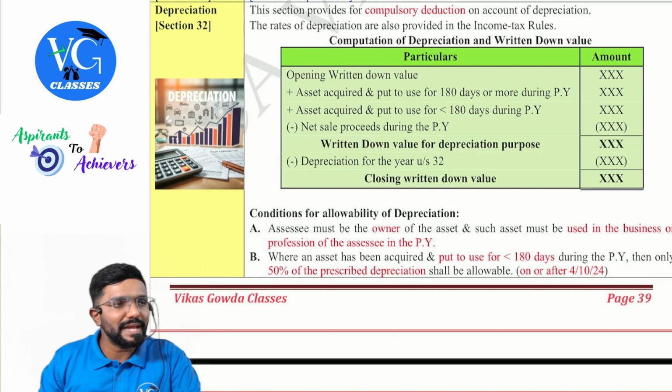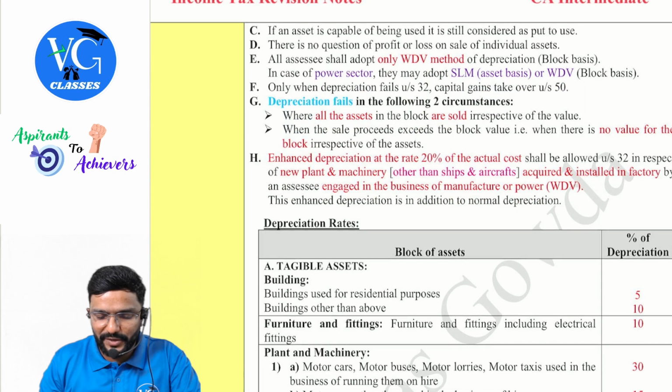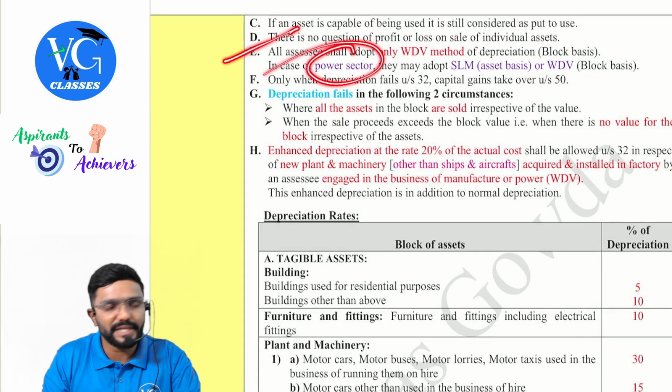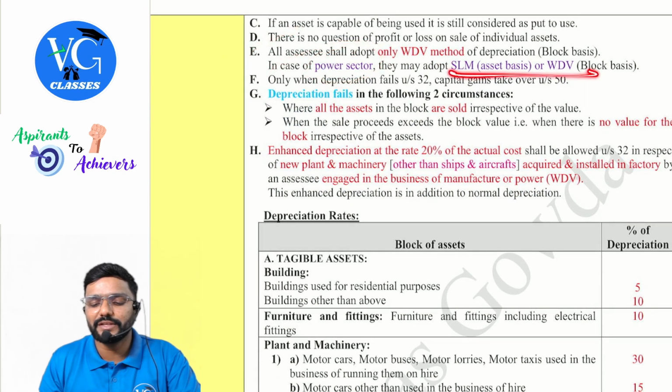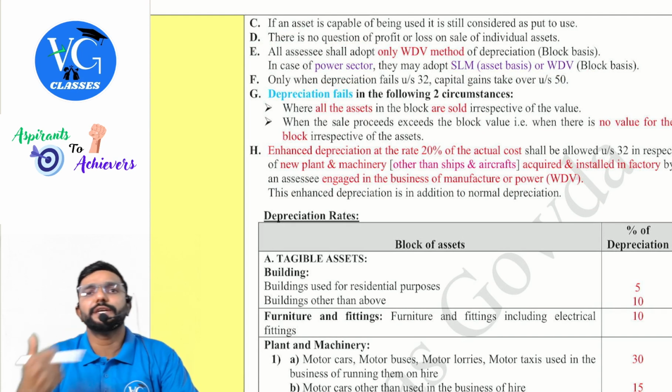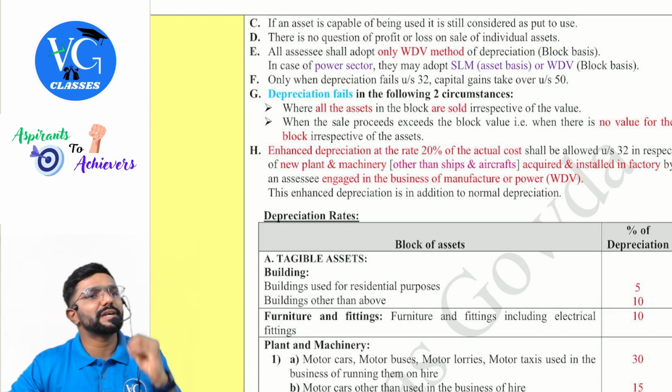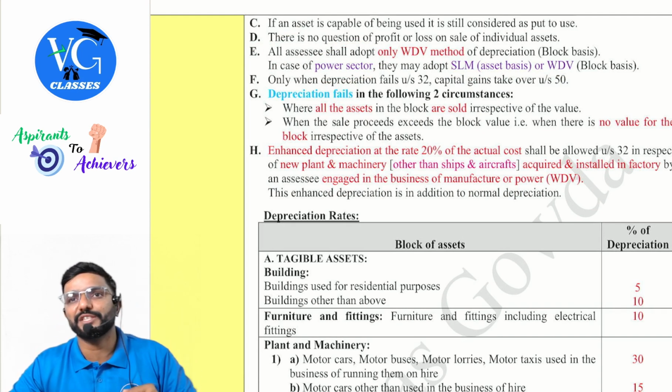So what is the format to calculate depreciation? Guys, everyone has to follow WDV method of depreciation. Everyone except power sector. For power sector, option is given. They can either follow SLM method or WDV method. Under WDV method, the depreciation is claimed on block basis.